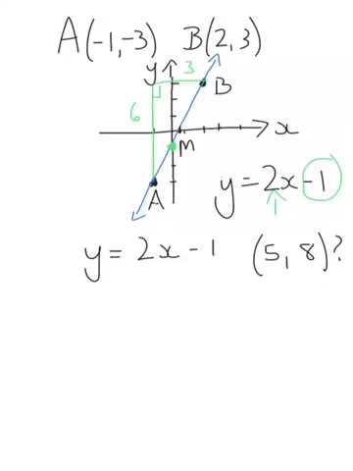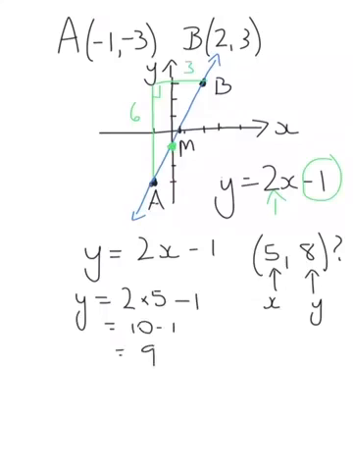So we can substitute the 5 for the x, and the 8 is what the y should end up being. So let's have a look. So we've got y equals 2 times, not x anymore, but I'll put in 5, take away 1, so y should equal 10 minus 1, which equals 9. But y doesn't equal 9, it equals 8. So does the point (5, 8) lie on the line? No.